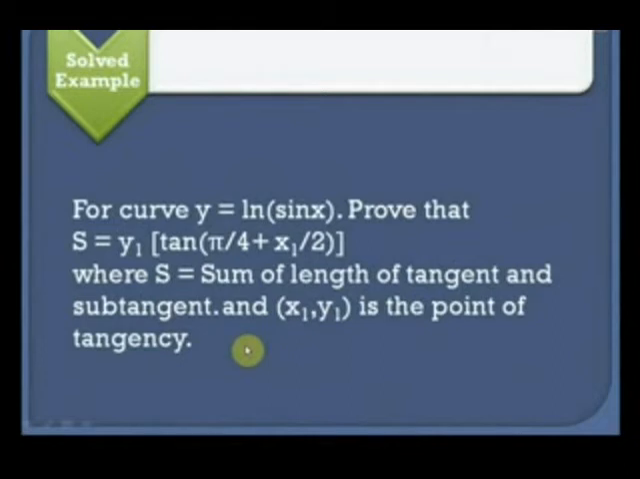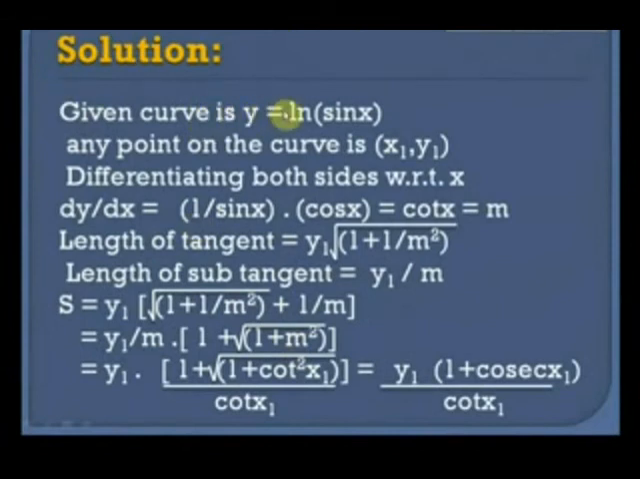So in this problem, we have been given the curve y equal to ln of sin x, and we have to prove this relation. Here s is the length of tangent and subtangent, and x1 comma y1 is the point of tangency. So let's see how to solve this problem. Given curve is y equal to ln of sin x, and any point on the curve is x1 comma y1. Now differentiating both sides with respect to x, we get dy by dx equal to 1 by sin x into cos x, which is equal to cot x, and let us say that this is equal to m.